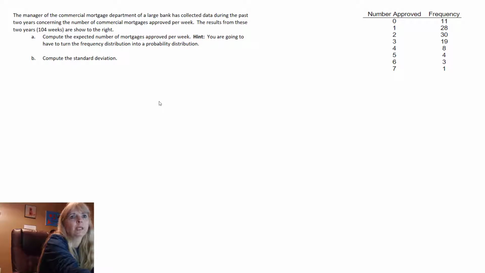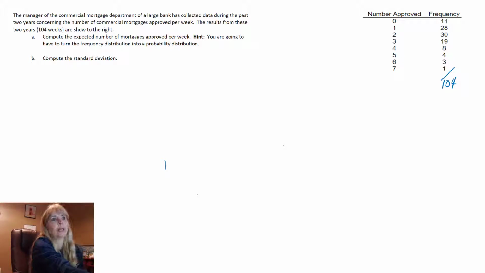So in other words, this column adds to 104. I'm writing over there: 104. All right, so we collected the past 2 years of data on the number of mortgages approved. So no mortgage approved, 11 weeks. One mortgage approved, 28, and so on.